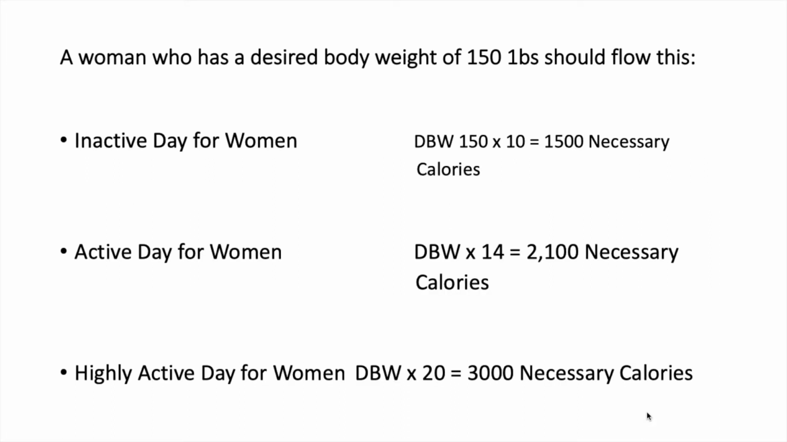Here's an example. If a woman wants to weigh 150 pounds, on an inactive day they can take 150 multiplied times 10, and that's how they can tell the amount of calories they're going to intake for that day. On a day that they're active, they can take 150 times 14, and that's how they can get the necessary calories for that day. Now, if their desired body weight is still 150 pounds on a day that they're highly active, they can take 150 times 20, and that's how they can tell the amount of calories they can intake for that day.